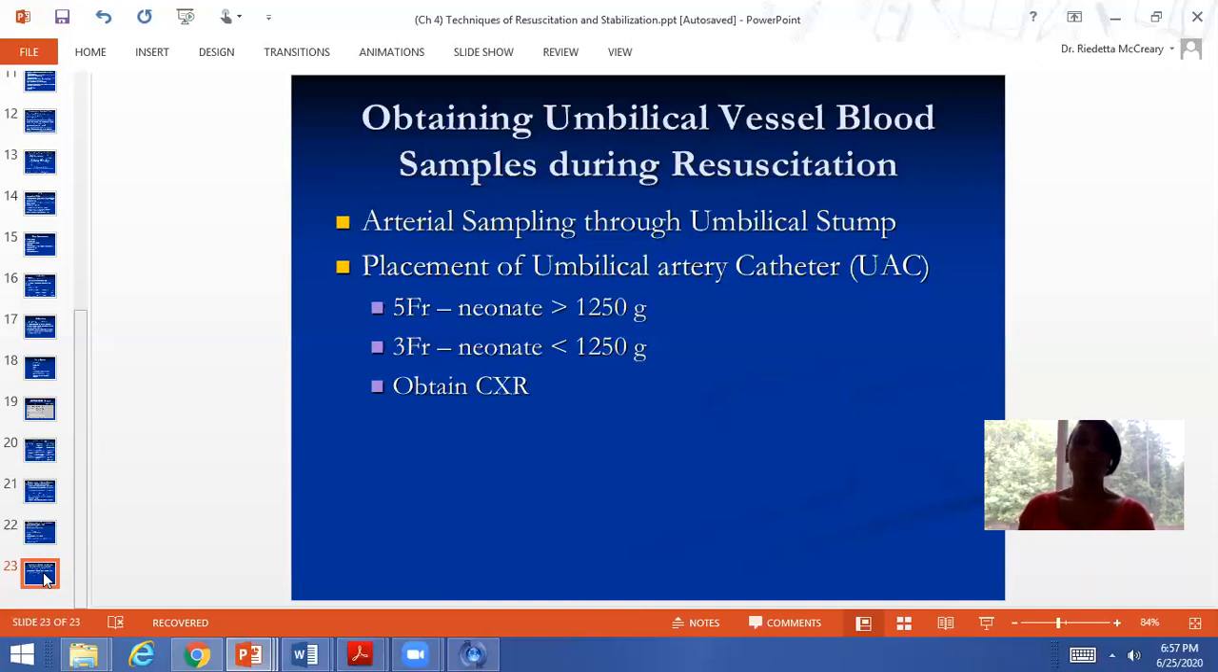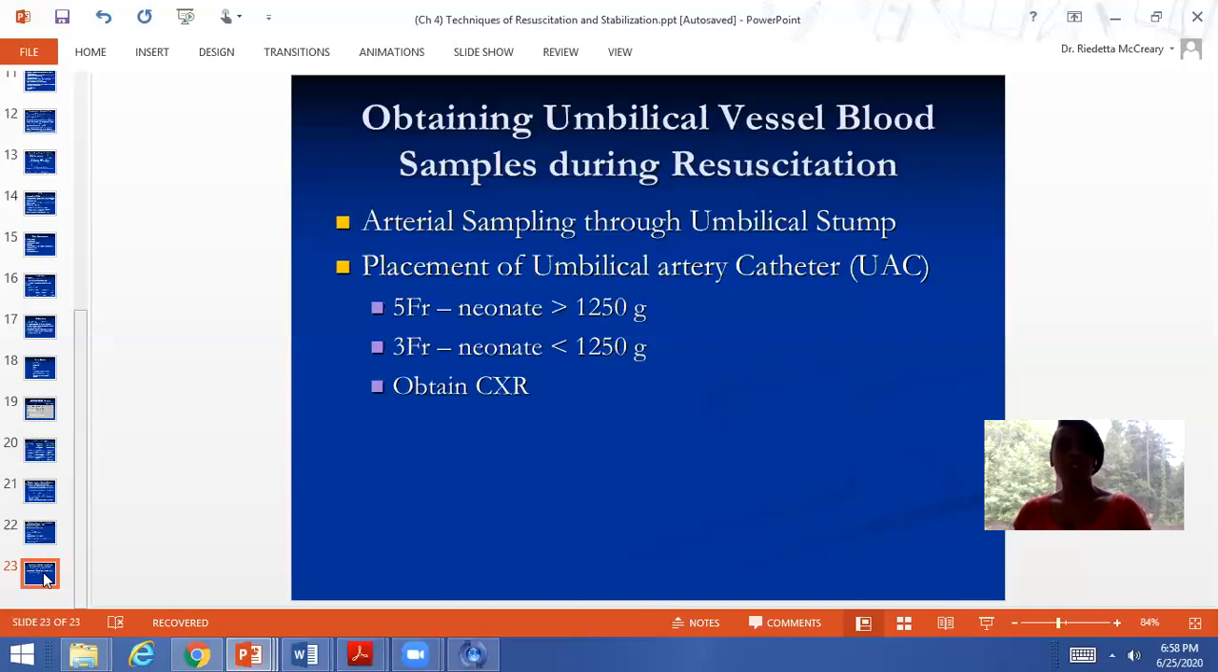So if the baby is term or close to term, really about 30 weeks or so, they're going to weigh about 1,250 grams. Those babies need a 5 French catheter inserted. If they are less than 1,250 grams, so if you remember this, a 28 weeker is about 1,000 grams, then you're going to use a 3 French for those babies.